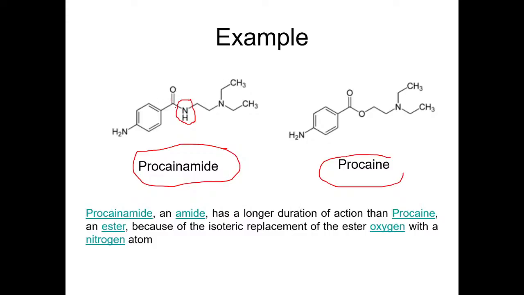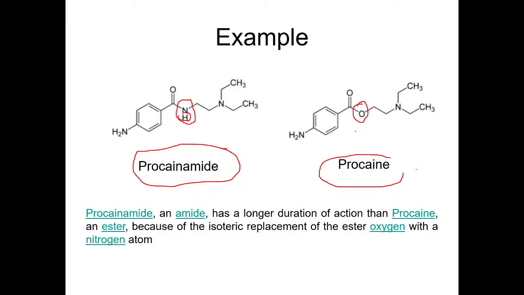So here the valency of nitrogen is 3, but here the nitrogen is bonded to 2 carbons. A similar atom, oxygen, is introduced, or this amine is replaced with oxygen. Procainamide is converted to procaine with a very small bioisosteric replacement. Procainamide, an amide, has a longer duration of action than procaine. So this is an ester, because of the isosteric replacement of the ester oxygen with the nitrogen atom.